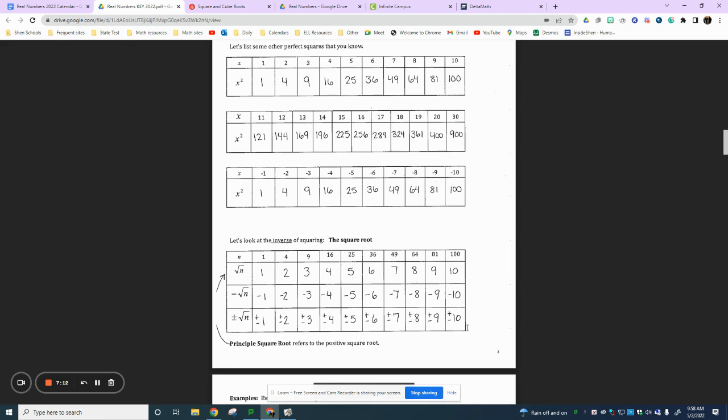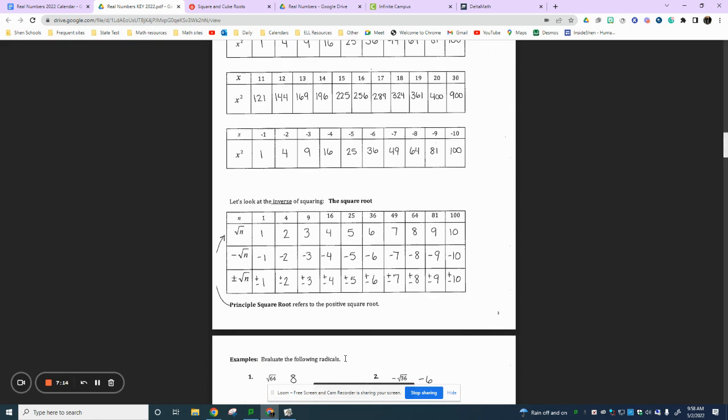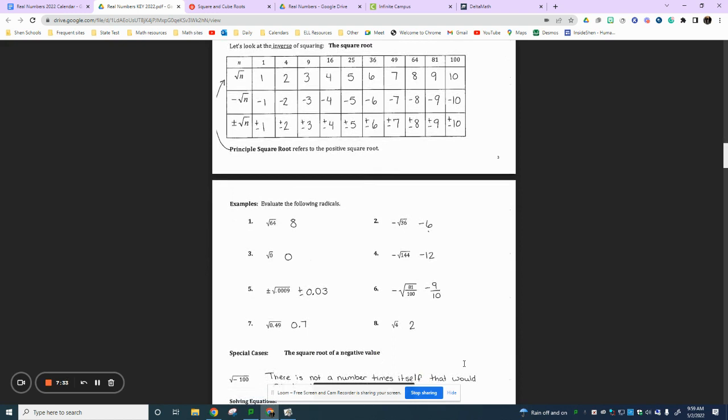So on the next page, do the examples evaluating the radicals, paying attention to the square root of 64. That's just assuming the principal square root, and it gives you a +8, versus the -1 times the square root of 36 would give you a -6. So pause the video and try those examples. Okay, and check your work.